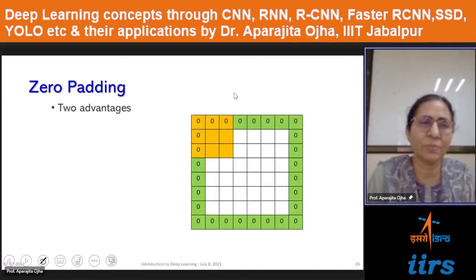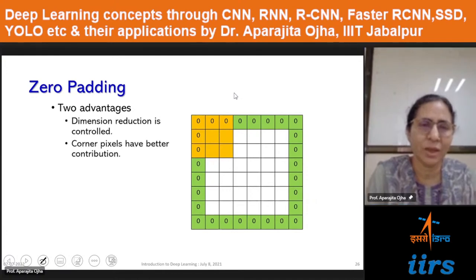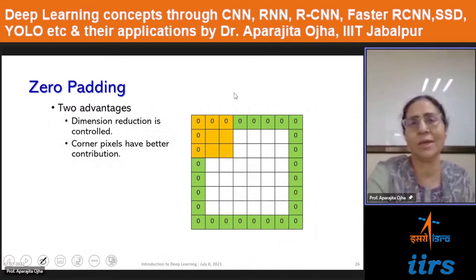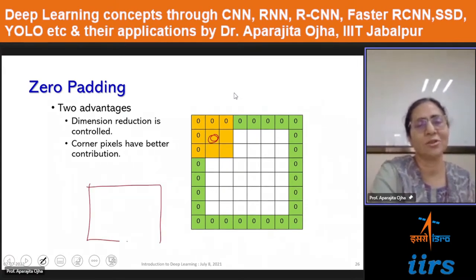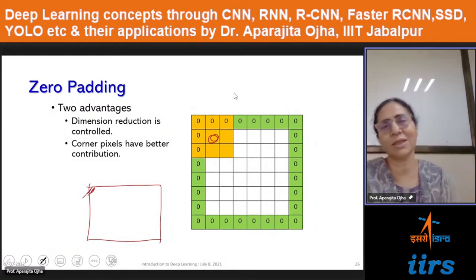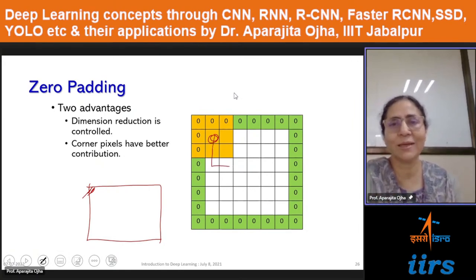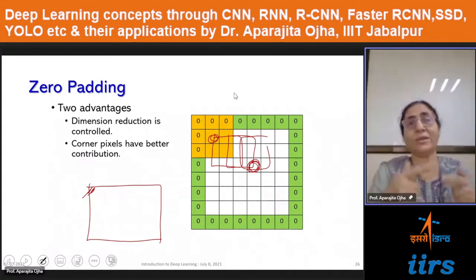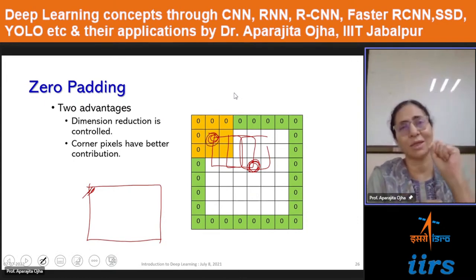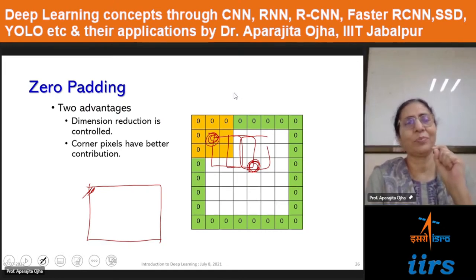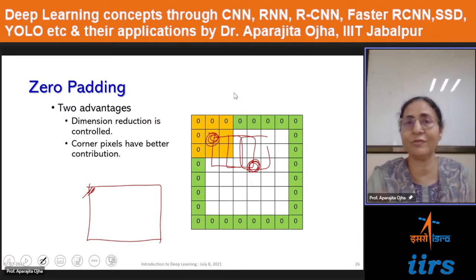All right. There's something called zero padding. There are 2 advantages of zero padding. One advantage is like this: if you have a corner pixel, see in satellite images, sometimes the corner pixel can be a very important pixel, right? But if you see the convolution operation, we first apply here, and then we apply here, then we apply here. So if it is an interior pixel, it has greater say or greater role in decision making or feature learning. But this corner pixel is only appearing once, right? So corner pixels have better contribution if we apply zero padding.